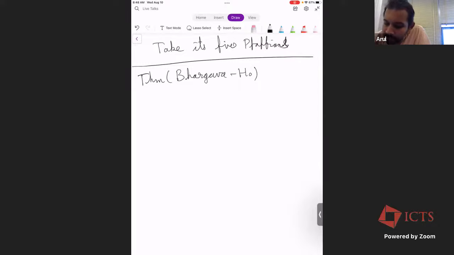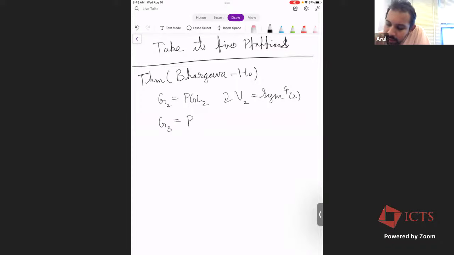So I'm going to start with the group G2, which is PGL2, acting on V2, which is a space of binary quartic forms. G3 is going to be PGL3, acting on V3, which is a space of ternary cubic forms.